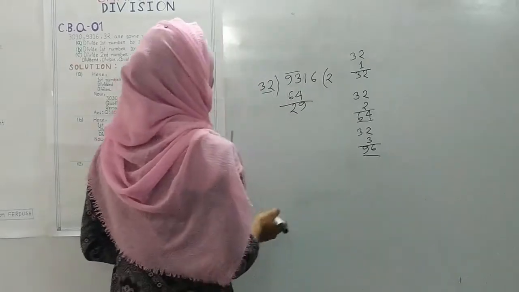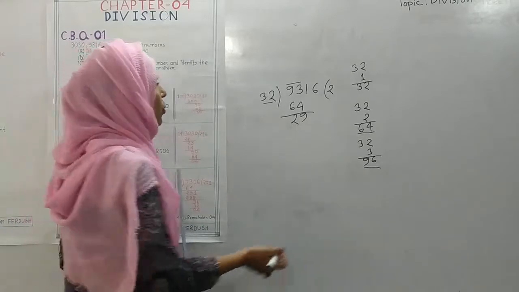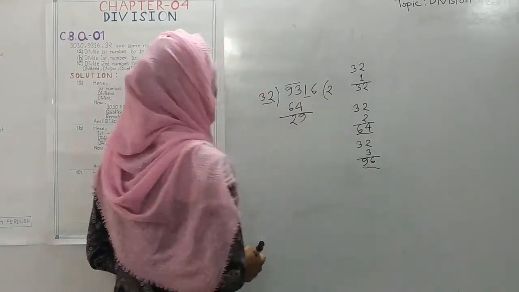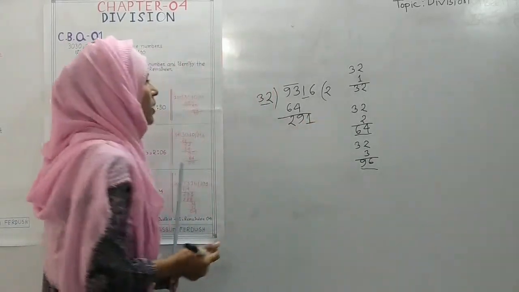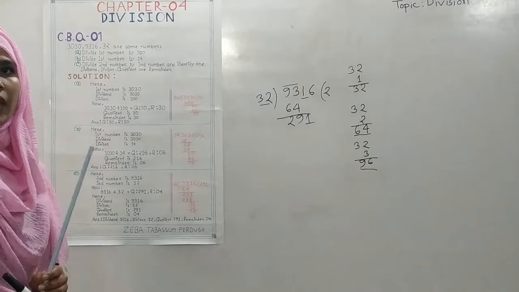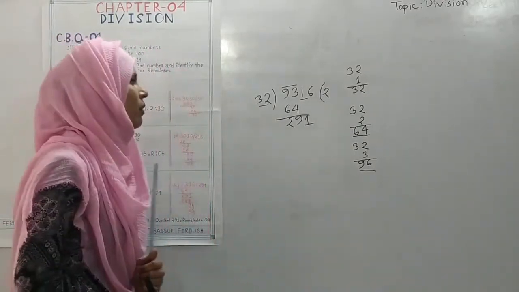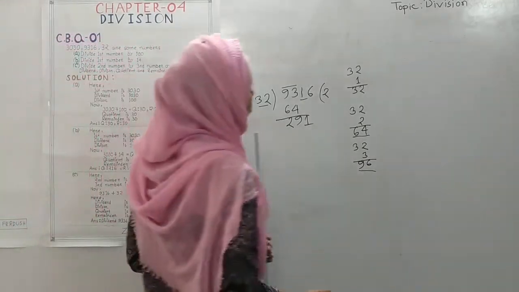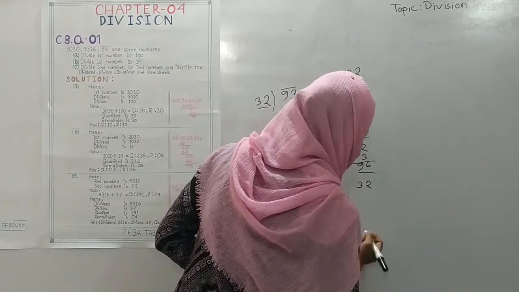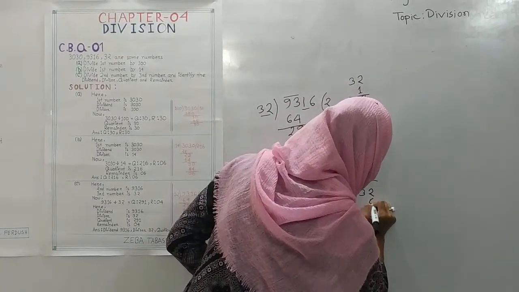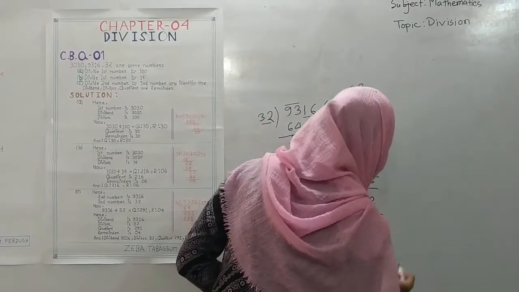Here we see that 29 is smaller than 32. So we have to take the third digit of our dividend, that is 1. Write down here 1, then the number becomes 291. This is so much bigger than 32. So now the question is, how many 32s will it take to make 291? Now go to the next multiplication: 6 times 32 equals 192.